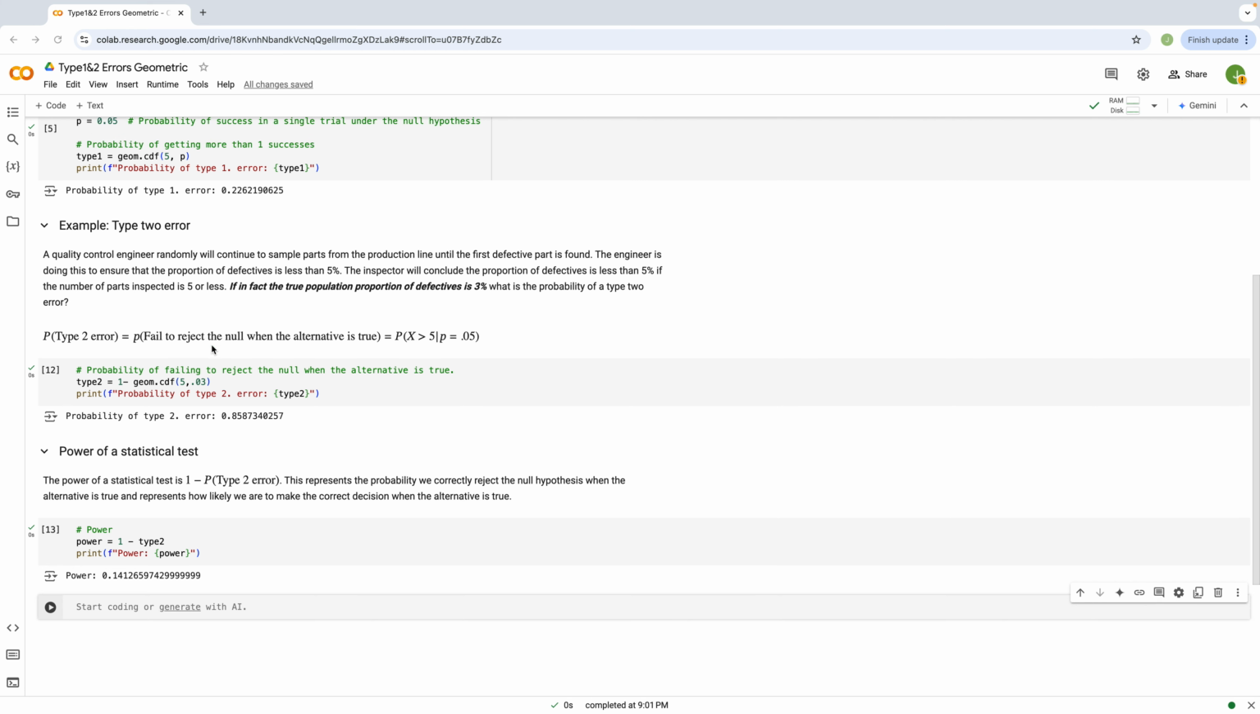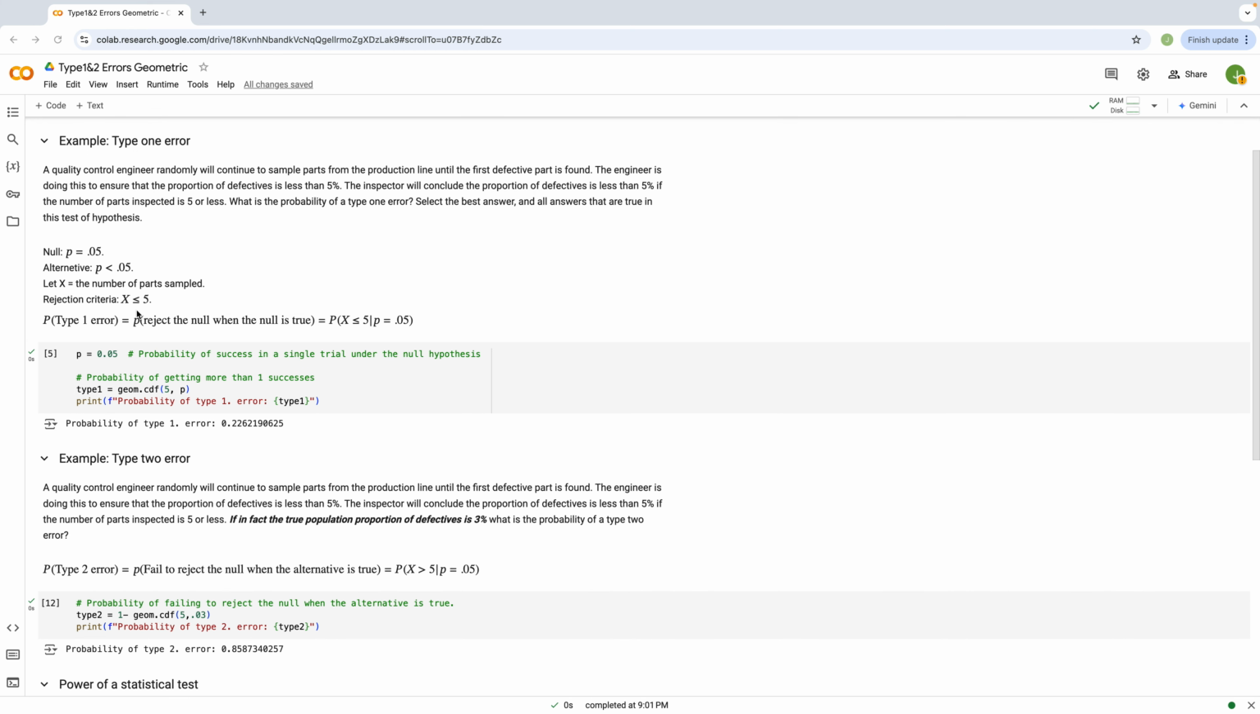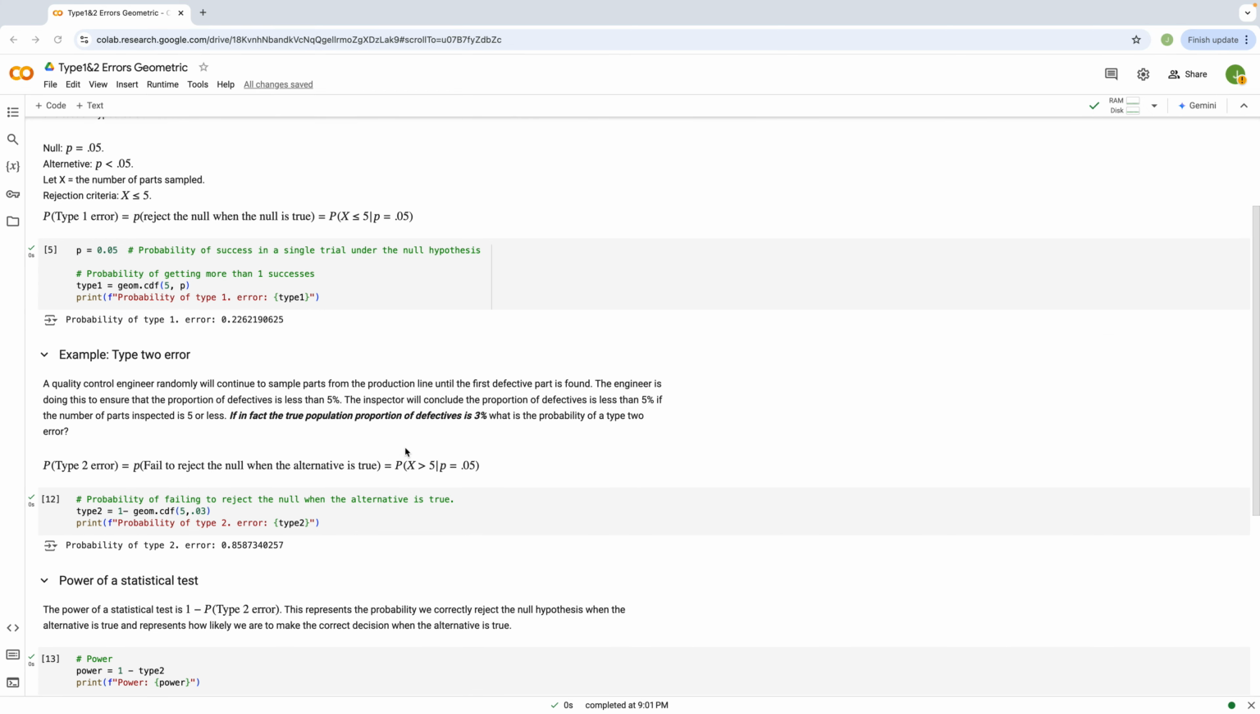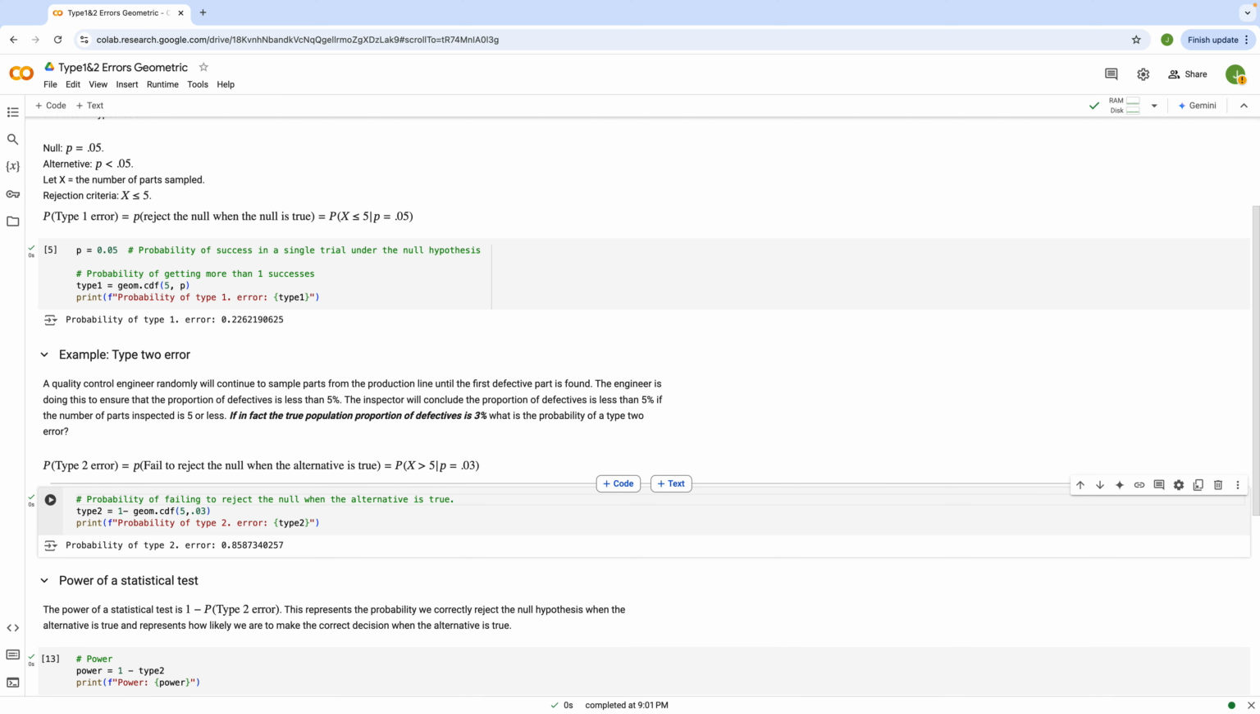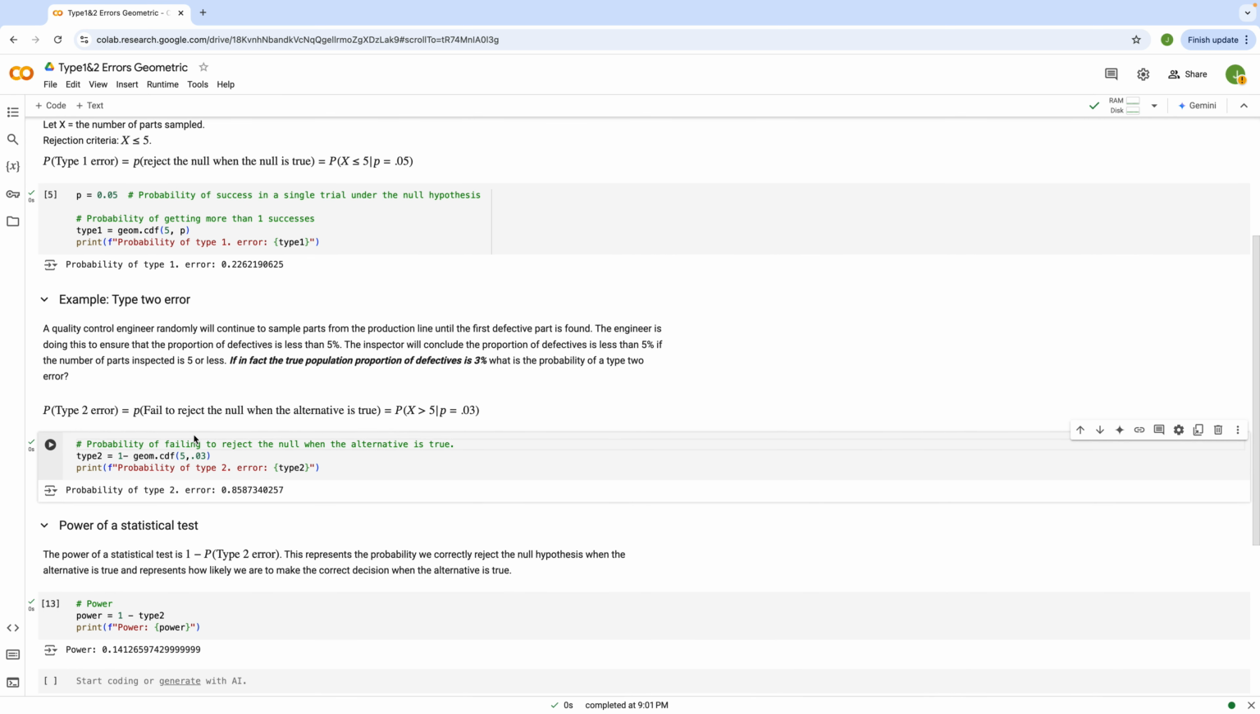Failing to reject the null means that this rejection criteria is false, so x is bigger than 5 when p is 0.03. Okay? So it's going to be given by this calculation. We get 85% is the probability of type 2 error.